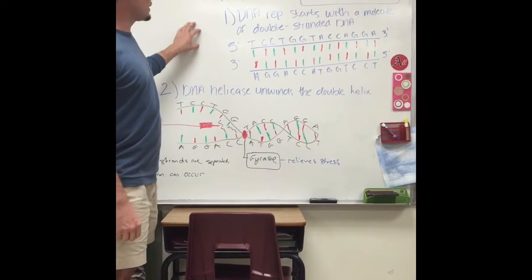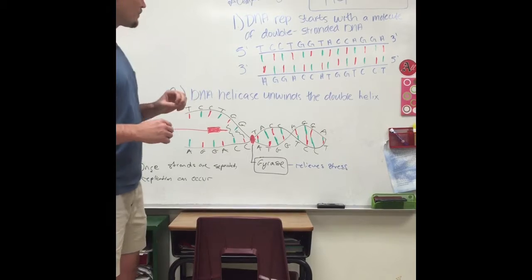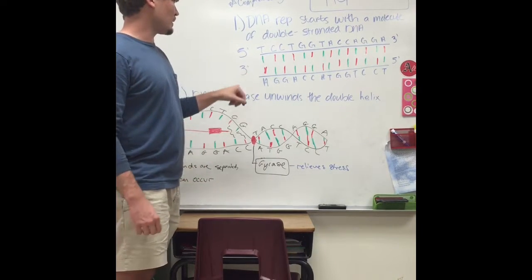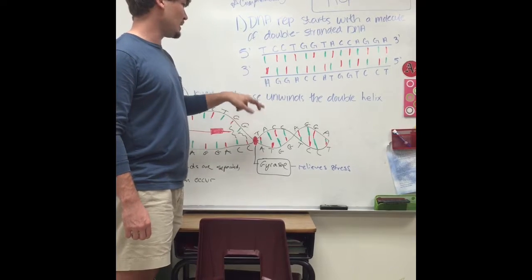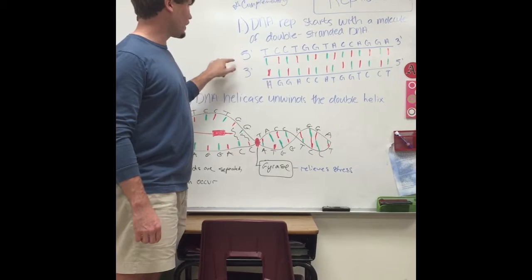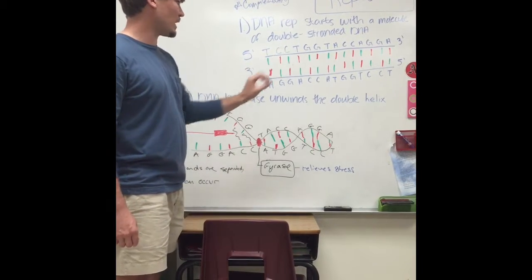So, DNA replication starts out as a double-stranded molecule of DNA. It's antiparallel and complementary, meaning that thymine pairs with adenine, guanine pairs with cytosine, and so on. Antiparallel means one strand is 5' to 3', the other is 3' to 5'.